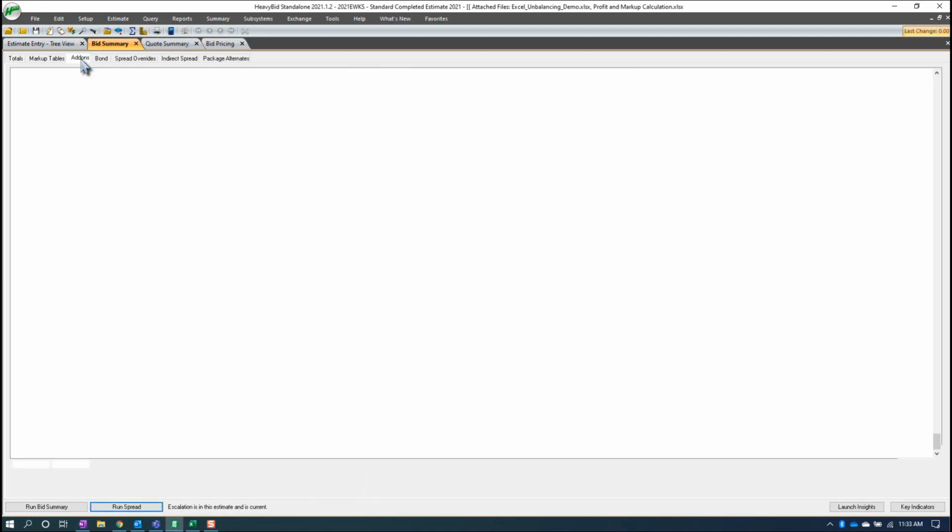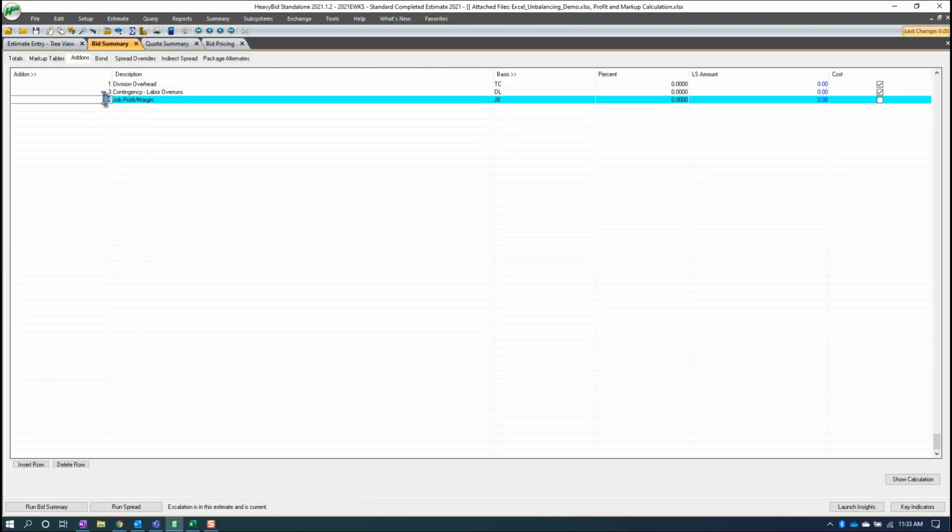Let's now go to add-ons, and you can see here I've got an add-on, job profit margin. JV means job value, so it calculates it on itself, and I'm going to put in 10% here and leave that not checked. That means if it's not checked, it actually goes over to the profit side. If it's checked, it stays on the cost side. Both of them will calculate, so be careful.